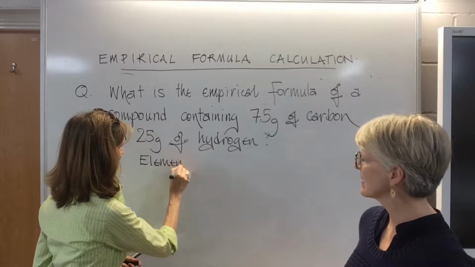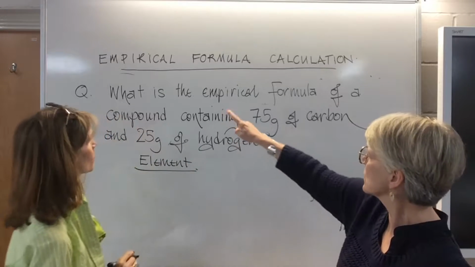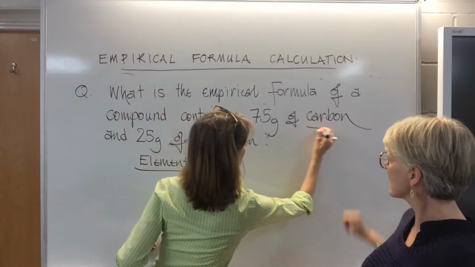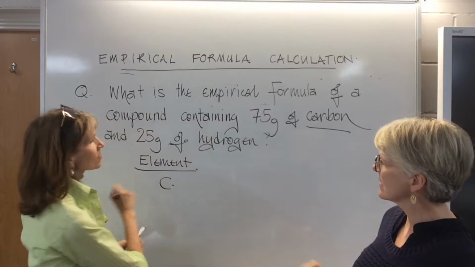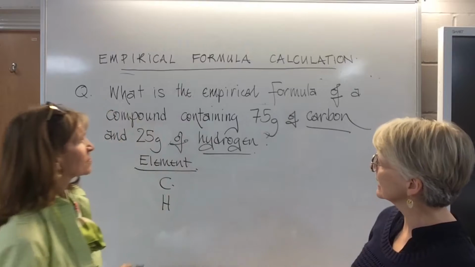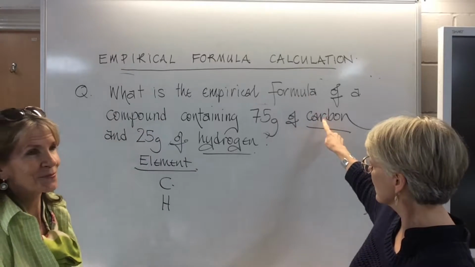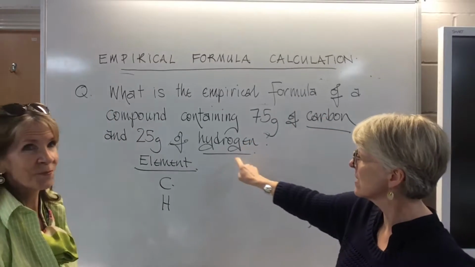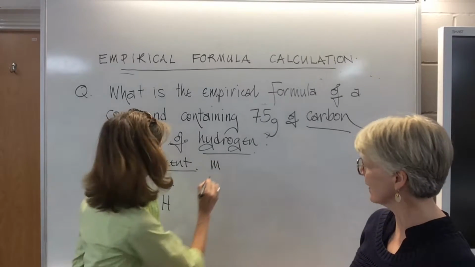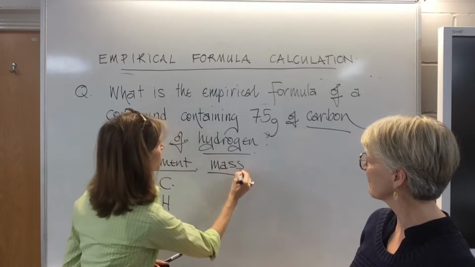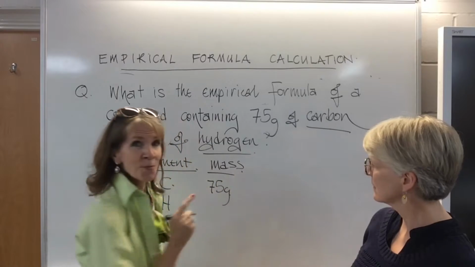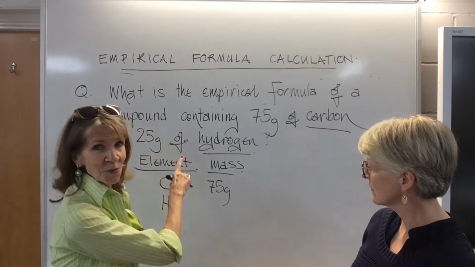Now let's have a look. What is the empirical formula of a compound containing 75 grams? So carbon is our first element, and the second one must be hydrogen. Excellent. And I can see that we have the mass of the carbon and the mass of the hydrogen. So should we have a column for the mass? Another good suggestion. So the mass of the carbon is 75 grams, and the mass of the hydrogen is 25 grams.